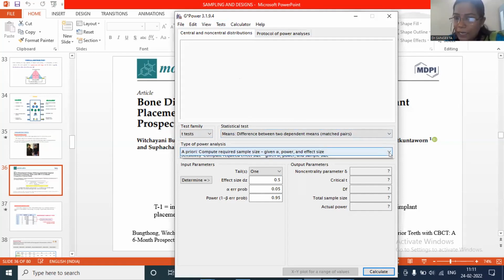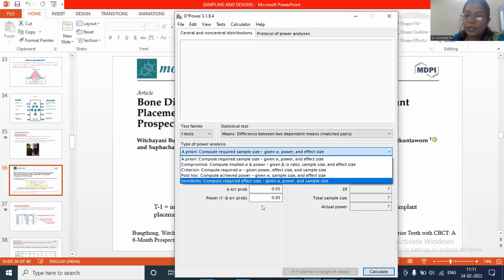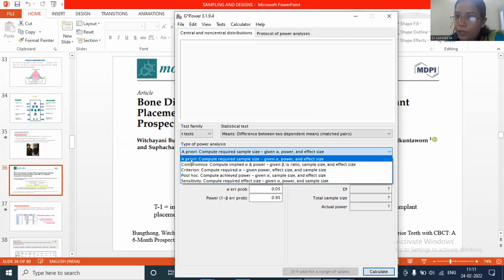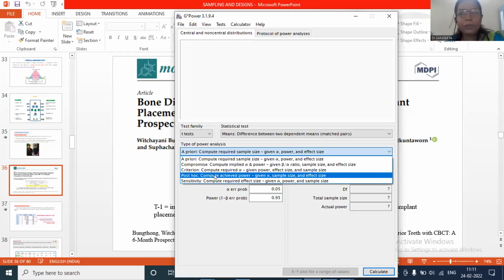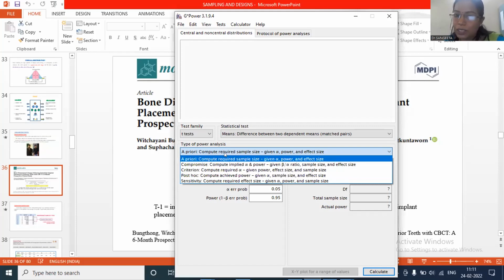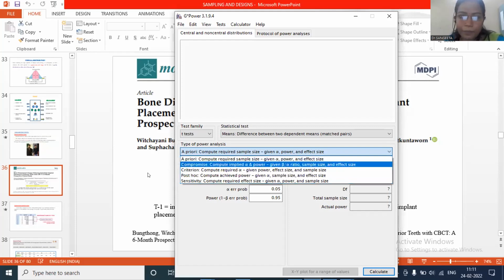Under type of power analysis, you have to select a priori. Now, what is a priori? It is a sample size calculation before you do a study. Whereas, after you do a study with a particular sample size and you want to know how much power your study has, that you can calculate by selecting post hoc. So today I'm just restricting to a priori.